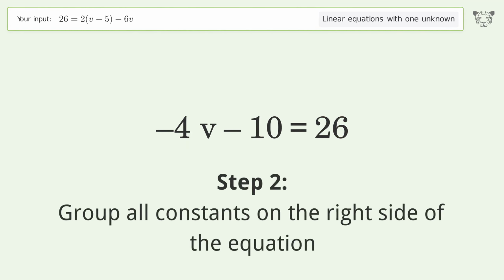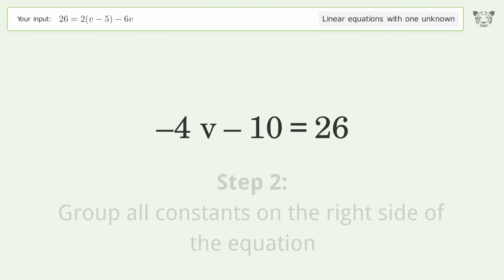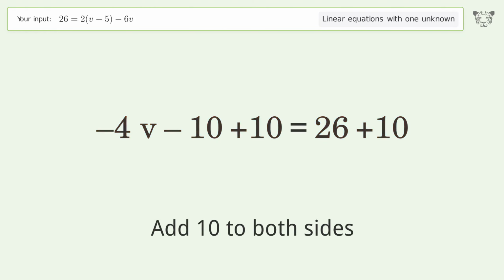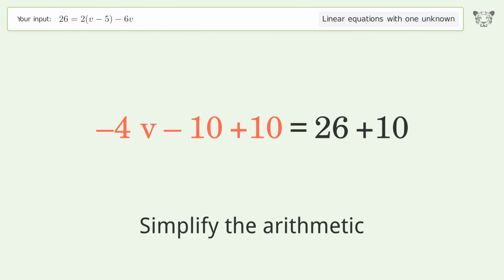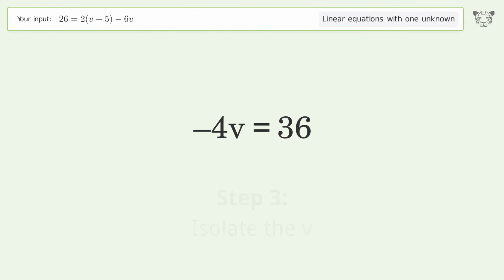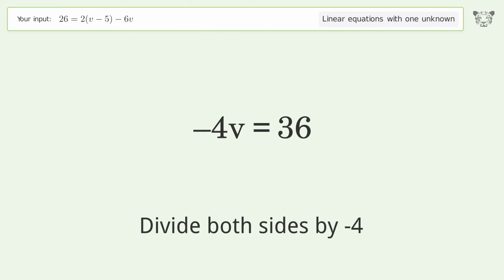Group all constants on the right side of the equation. Add 10 to both sides. Simplify the arithmetic. Isolate the v. Divide both sides by -4.